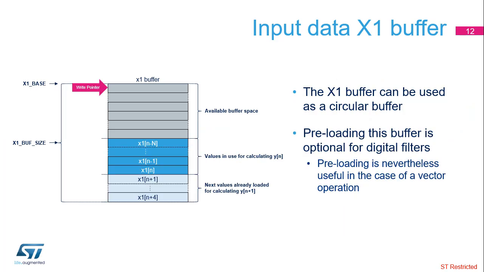The X1 buffer can be used as a circular buffer. New data are continually transferred into the input buffer whenever space is available. The write pointer automatically wraps around when it reaches the last 16-bit entry in the buffer, as shown in the figure. Preloading this buffer is optional for digital filters, since if no input samples have been written in the buffer when the operation is started, it is flagged as empty, which triggers the CPU or DMA to load new samples until there are enough to begin operation. Preloading is nevertheless useful in the case of a vector operation, that is, the input data is already available in system memory and circular operation is not required.